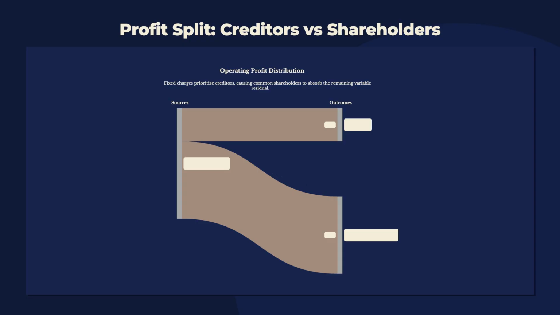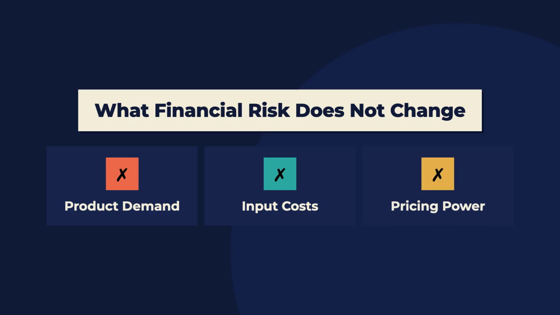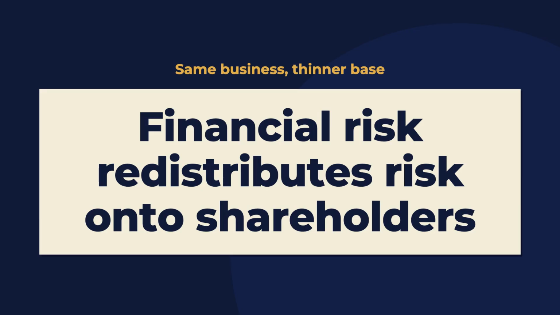A fixed charge skims a constant amount off the top, before shareholders are paid. So what's left for them is smaller and swings more in percentage terms. Financial risk doesn't touch the underlying business. It doesn't change demand for the product, the cost of input, or the firm's pricing power. The operating business is identical with or without debt. A levered firm's shareholders feel magnified gains and losses compared to an all-equity firm, even though the business itself is no riskier. Their position behind a fixed charge is what makes the difference, and that's financial risk made visible.